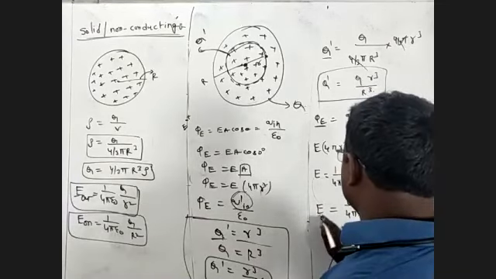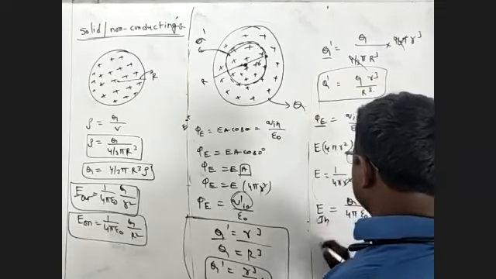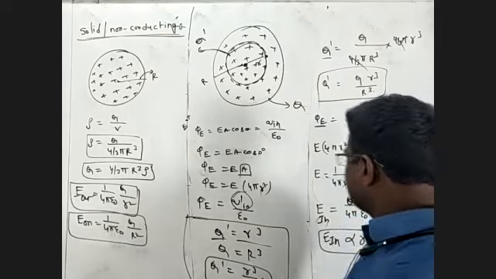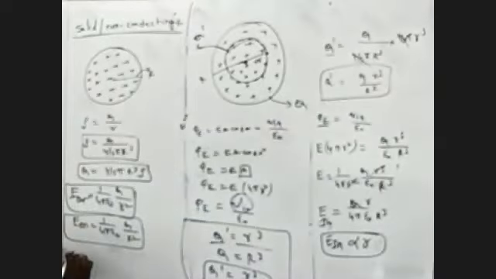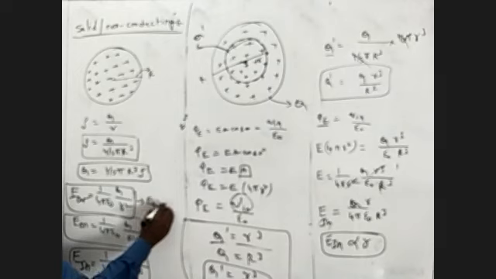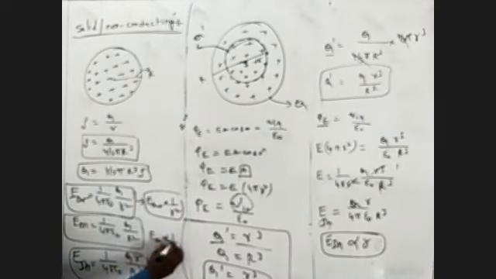So E in is directly proportional to r. That is, E in is equal to 1 by 4 pi epsilon naught, capital Q small r by capital R cube. Now E out is inversely proportional to 1 by r square, E on is inversely proportional to capital R square, and E in is directly proportional to small r.